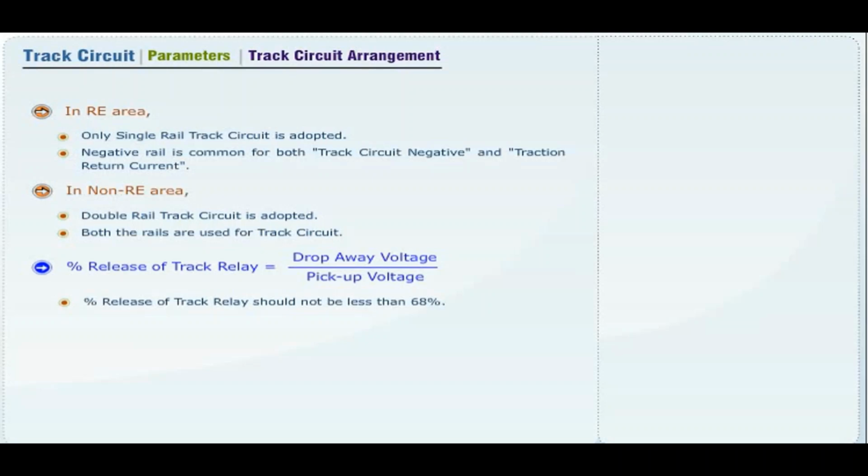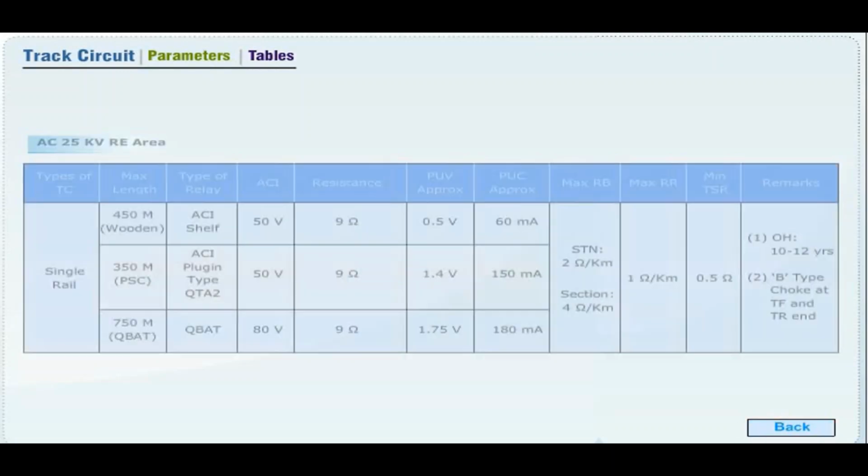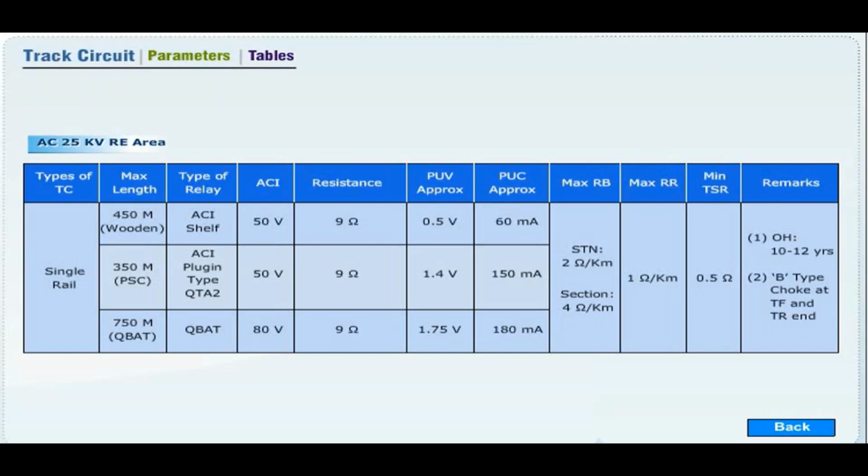Percentage release of track relay is equal to drop away voltage divided by pickup voltage. Percentage release of track relay should not be less than 68%. This table consists of all parameters of track circuit for non-RE area. The table shown on the screen consists of all parameters of track circuit for RE area.